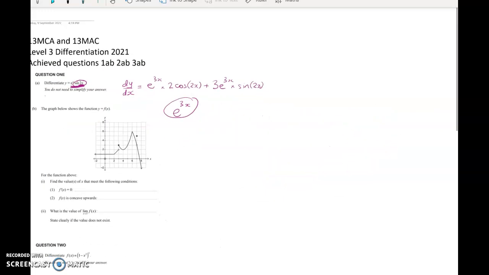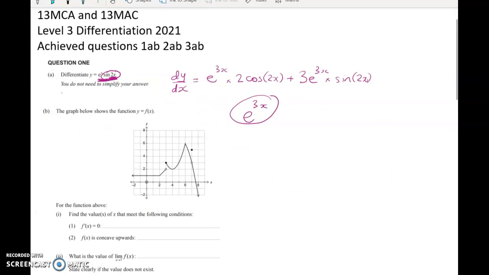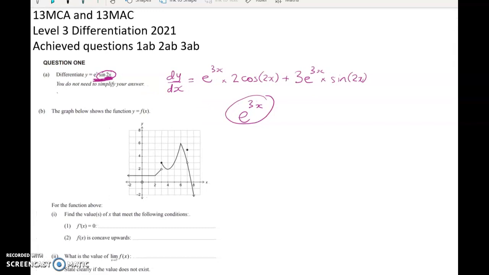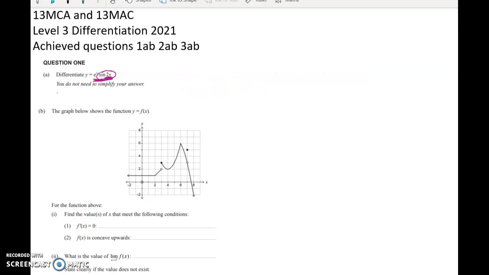Okay, the next one is a graph question where we have to look at the properties of a function. And this used to be often a merit question where you had to get like 4 out of 6 correct, but they've changed it last year, and so this is just worth achieved, which I feel like is actually a bit fairer. So here we're asked to find the value of x that meets the condition that the gradient is equal to 0.